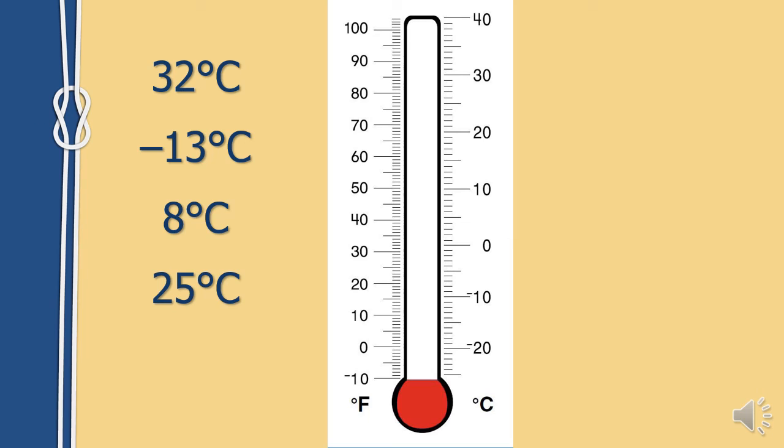25, again, start at the 0, it's positive, so we go up 10, 20, and halfway between the 20 and 30, there's a longer mark. That would put us at 25 degrees Celsius. And negative 5, again, start at the 0, but since it's negative, we're going to count down, and the first long line below the 0 would be negative 5 degrees Celsius.